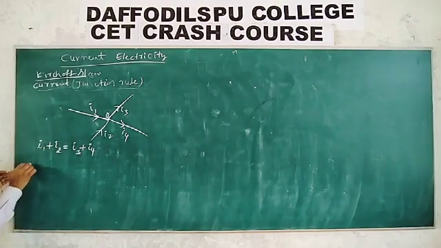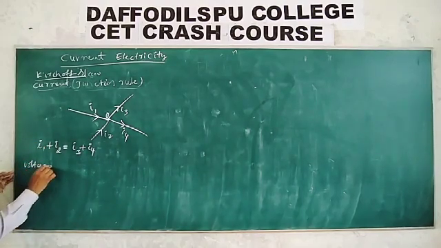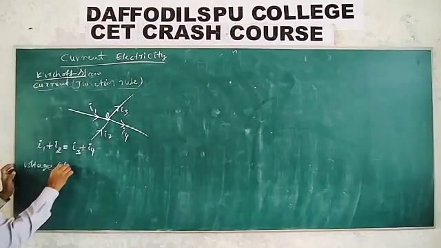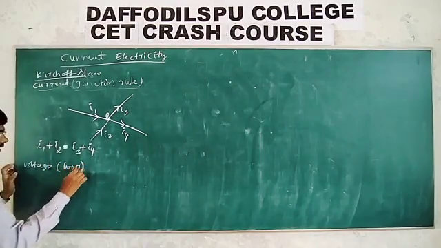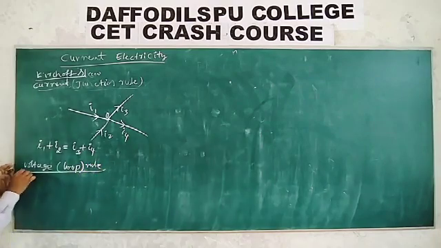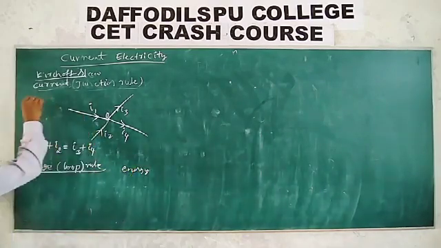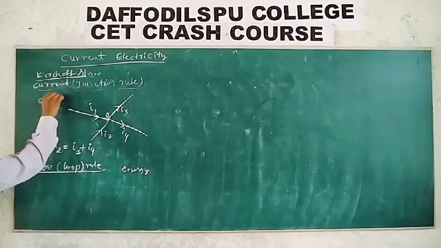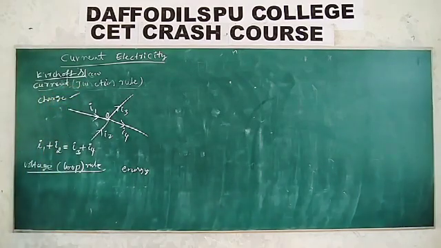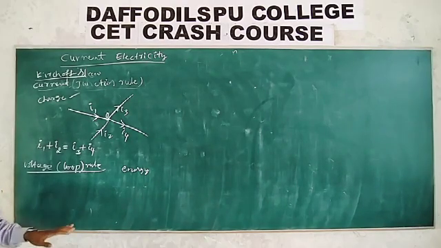Similarly, the voltage rule or loop rule. It is based on the law of conservation of energy, whereas the current rule is based on the law of conservation of charge. According to the voltage rule or loop rule, the sum of the potential differences across any closed loop involving cells and resistors is zero.